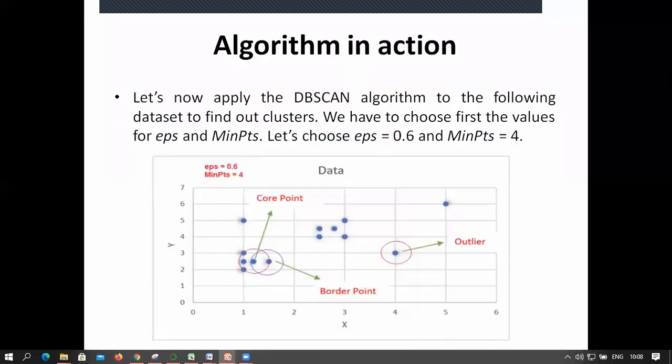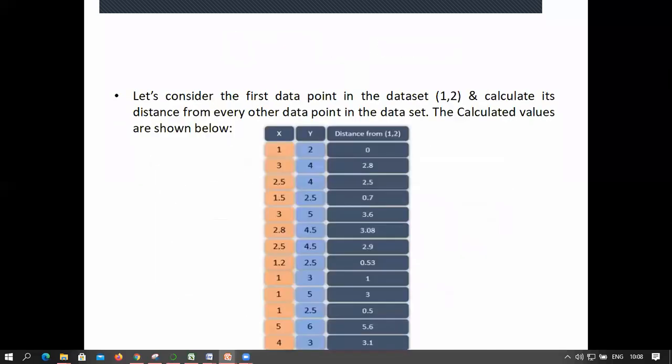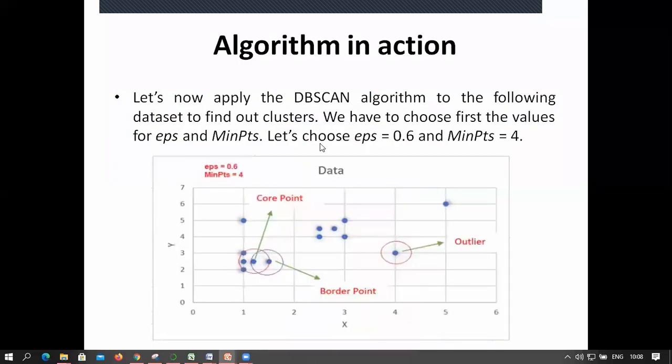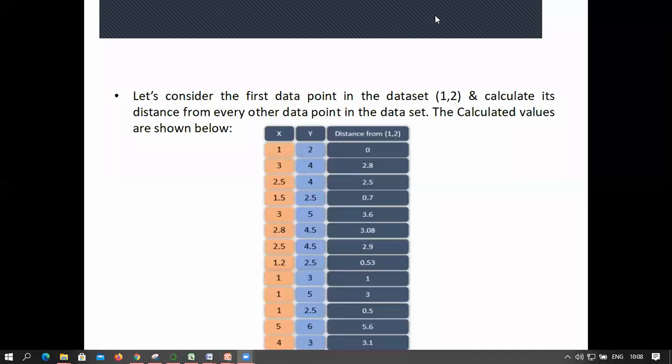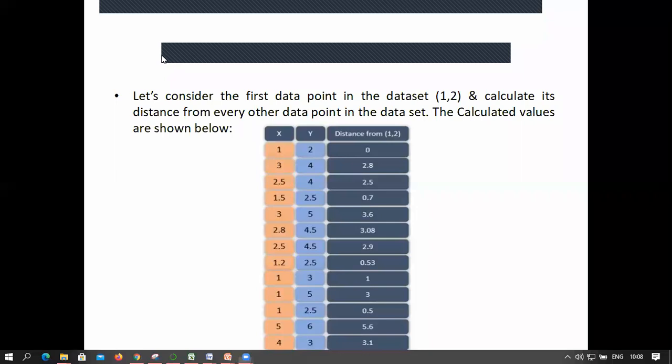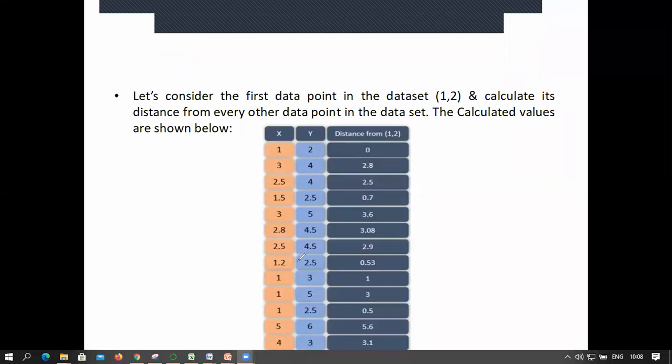Okay, this example is there. I'm taking this data set, fine. You have been given 2 features, X and Y. Suppose I have said that the value of epsilon is 0.6 and the minimum number of points that I have to take is 4. So these values are set: minimum points and epsilon. This is the data set, and I need to find out what the different clusters are depending upon these values of X and Y.